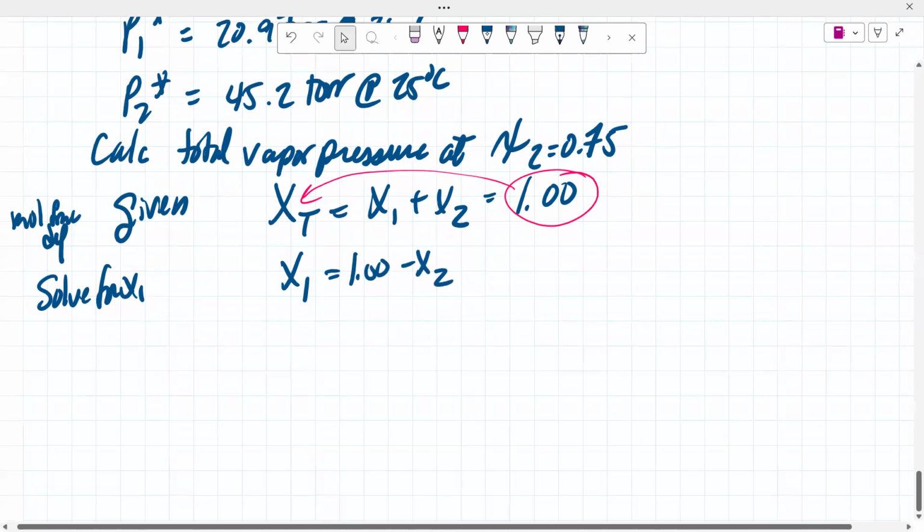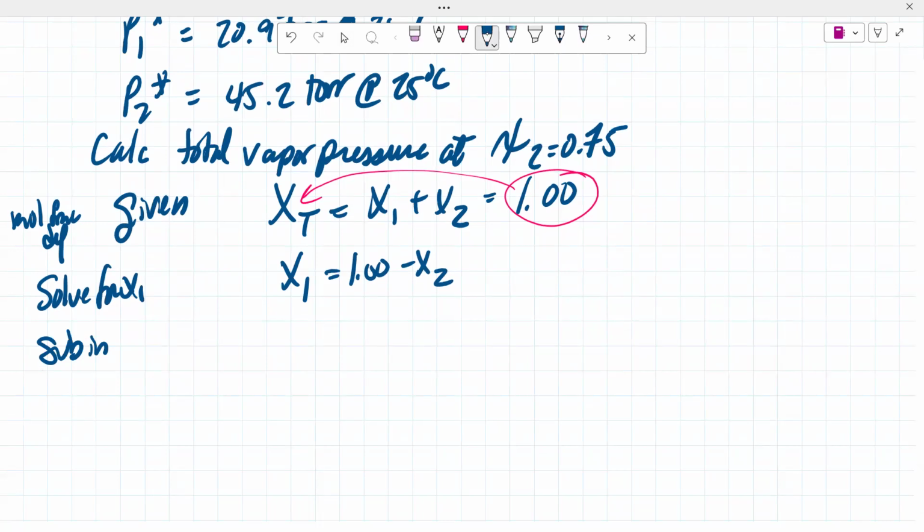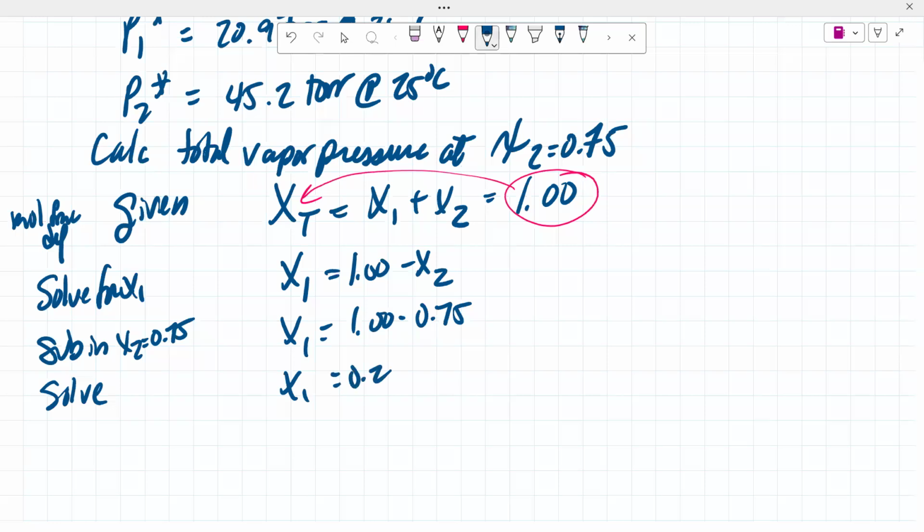And now I can substitute in my information. So I said x2 equals 0.75. So we substitute that in. So x1 equals 1.00 minus 0.75. So x1 equals 0.25. Right, algebra is easy. Let's make sure you calculate the correct thing.